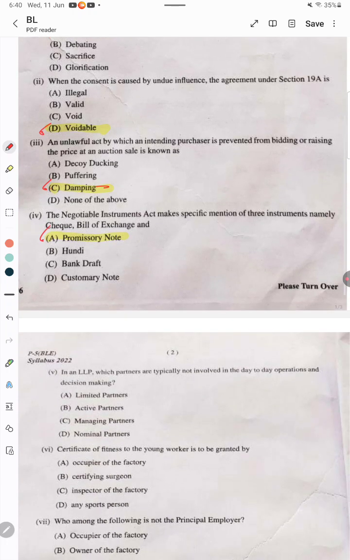And then question number 5. In a limited liability partnership, which partners are typically not involved in the day-to-day operations and decision making? Actually, limited partners. Limited partners are entitled to bring in capital, but they are not involved in the day-to-day operations and the decision making. So, limited partners is the correct answer. Not active partner, not managing partner, not nominal partner. The exact answer is limited partners. Make note of it. So, A is the correct answer.